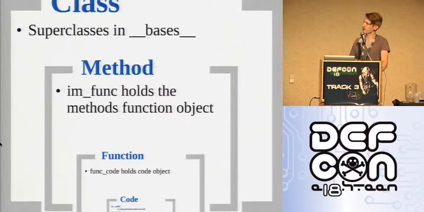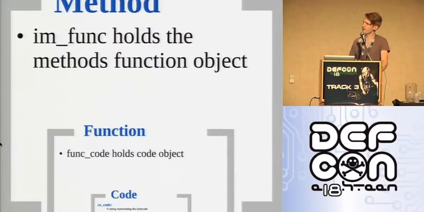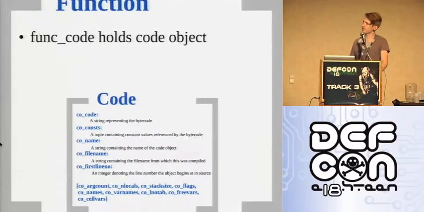There's class level objects. All the superclasses to a class are in underscore bases. Classes have methods. Methods are literally just a wrapper for functions. The functions are held in the im_func object. Functions have a func_code object.